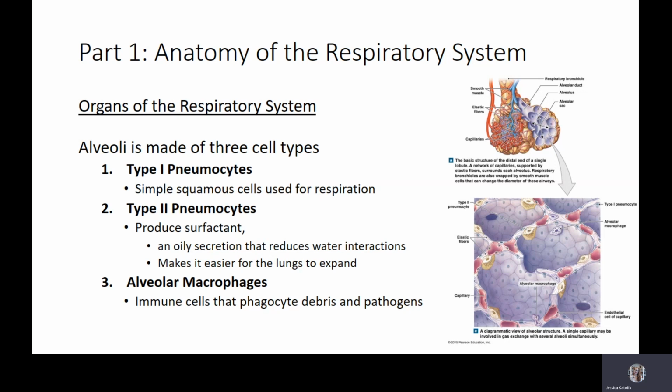The last type of cell is going to be the alveolar macrophages. Alveolar macrophages are immune cells that roam the respiratory system, or roam the alveoli, and they're going to pick up pathogens and digest them and pick up cellular debris.